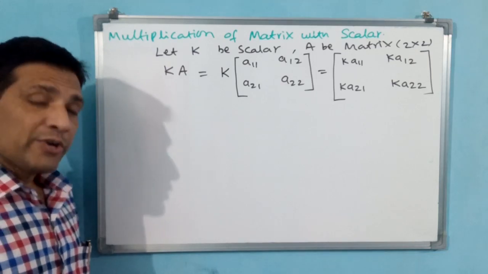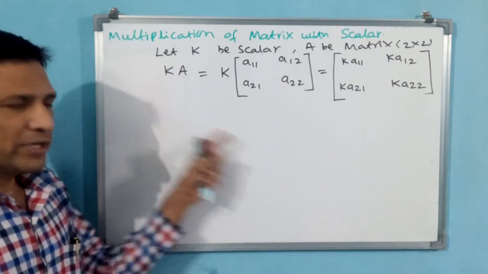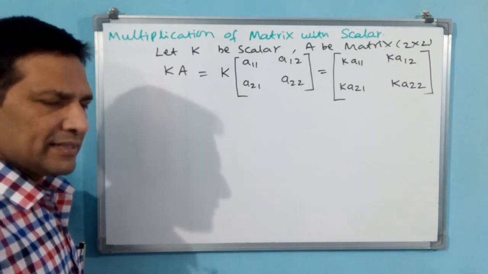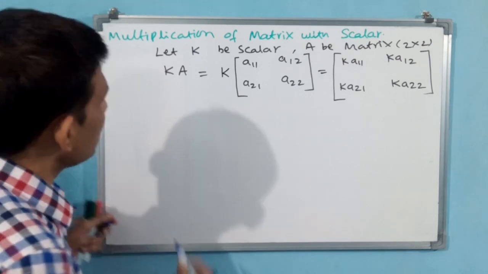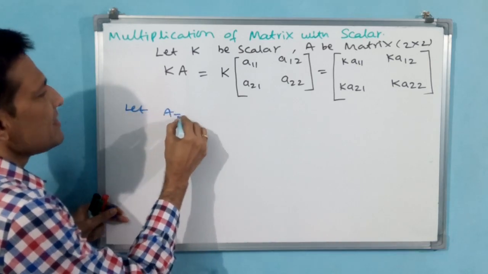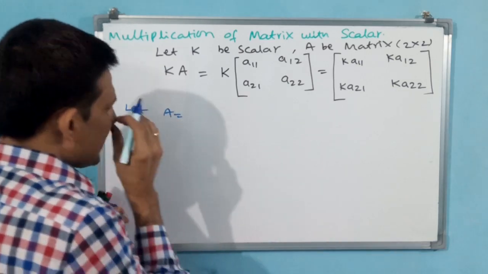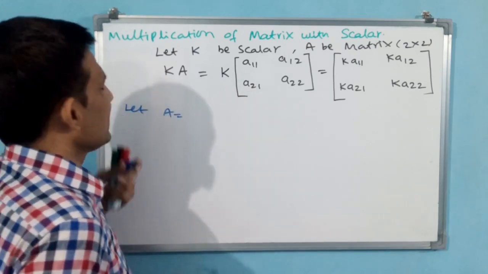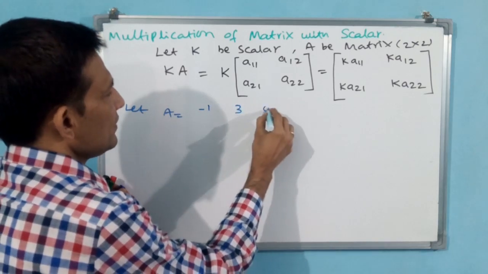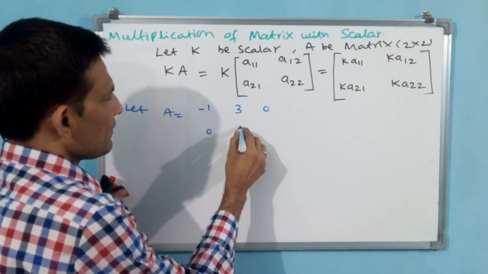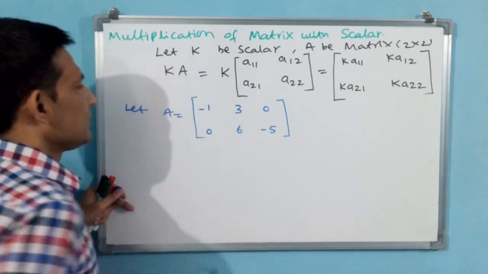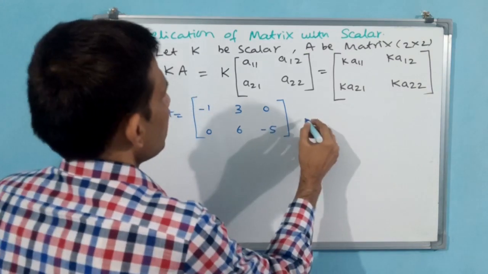Okay. Rather than negative, positive only we take, and we take one example. Multiplication with scalar. Then we go for negative matrix. At that time we will multiply with negative. Now let us see. Let A is equal to, again I take 2 by 3. Why? Because 2 by 2 already I have taken. 2 by 3 I take. Minus 1, 3, 0. 0, 6, minus 5. Let A is equal to this one.